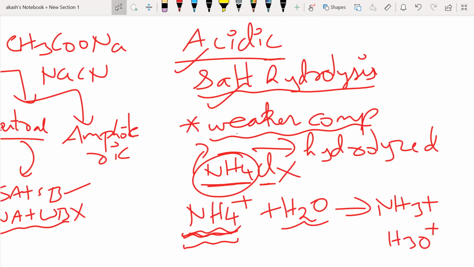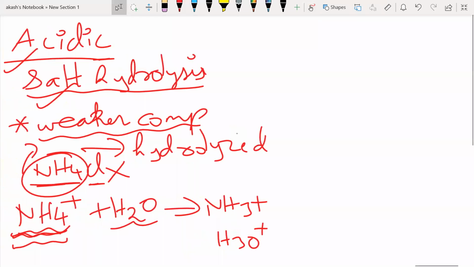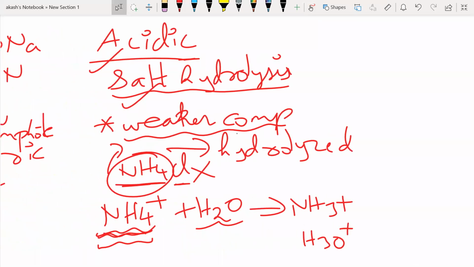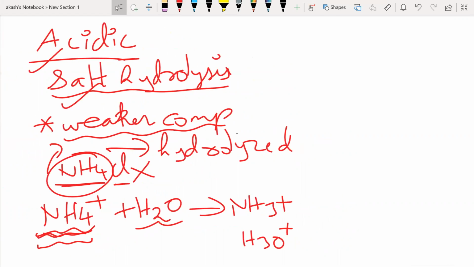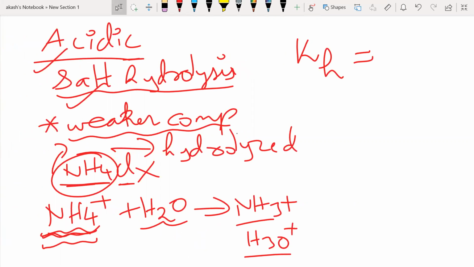Okay, fine. So again, I can write the equilibrium constant for this particular reaction which I wrote here. NH4 plus plus H2O gives NH3 plus H3O plus, right? So that again, I'm going to give a special name. It's going to be called Kh, the hydrolysis constant. Okay, h represents hydrolysis, right? So the hydrolysis constant, I can write it as NH3 concentration times H3O plus concentration, H2O I don't have to write, divided by NH4 plus concentration.